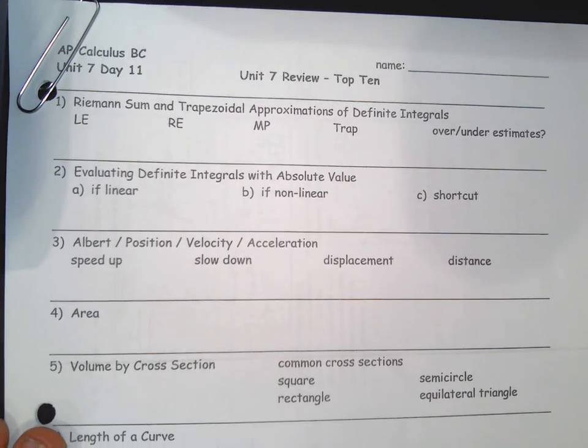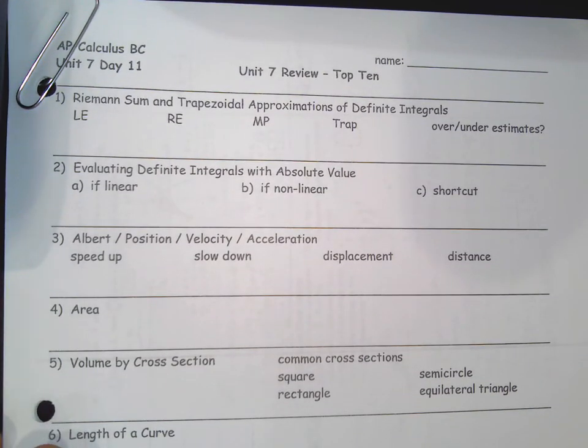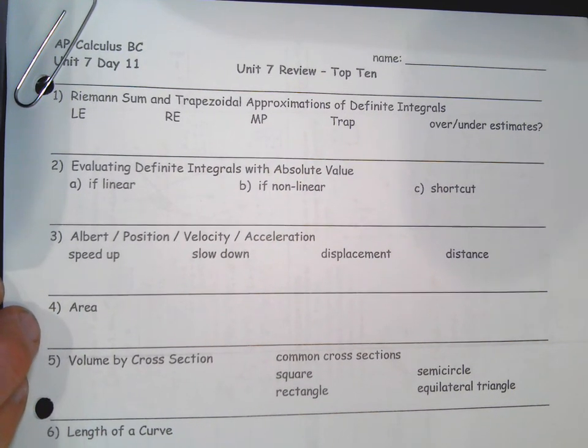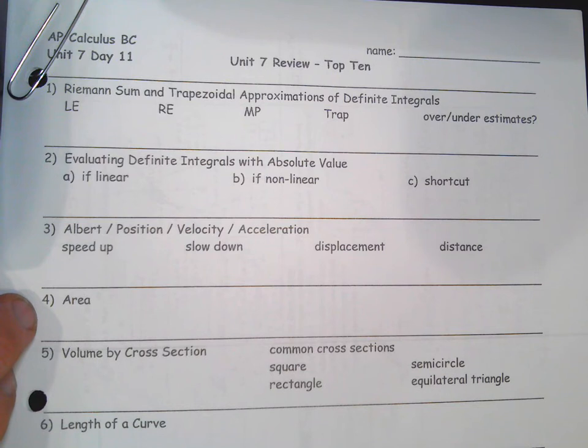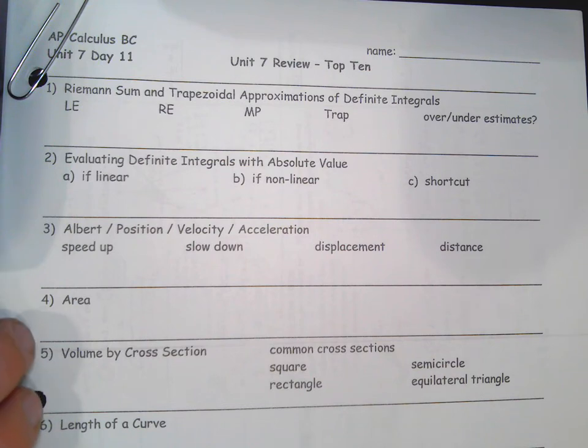AP Calculus BC, Unit 7 Day 11. This little note sheet runs down what is going to be covered on this upcoming test, which is a lot of stuff because it's mostly review of AB material. So we put a lot in here, probably what would have covered two and a half chapters in Calc AB.